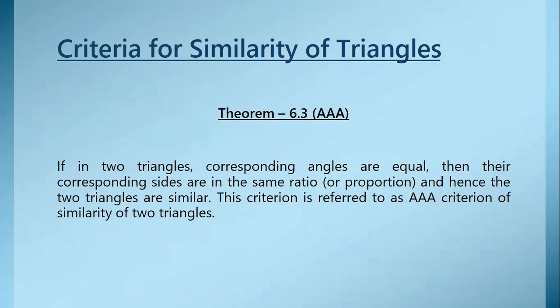The statements we are seeing first, but when you are proving it, you will be just using the short form, same as how you had been doing for congruency. Okay, so theorem 6.3 is triple A. If in two triangles corresponding angles are equal, then their corresponding sides are in the same ratio and hence the two triangles are similar. That means if the angles are equal, then the sides will be proportional. So it is enough to prove that three angles are equal. And this criterion is referred to as AAA criterion for similarity of two triangles.